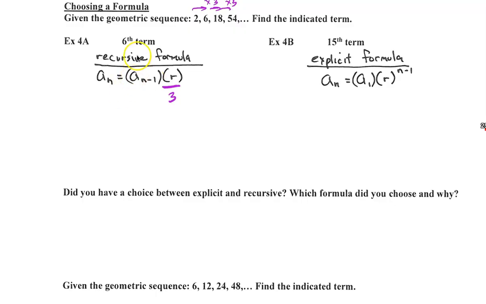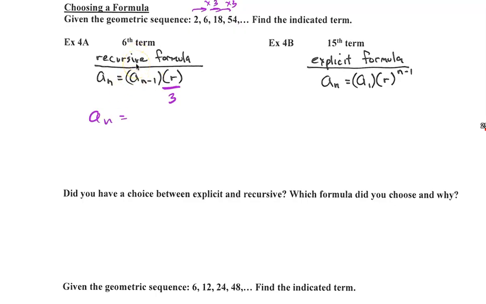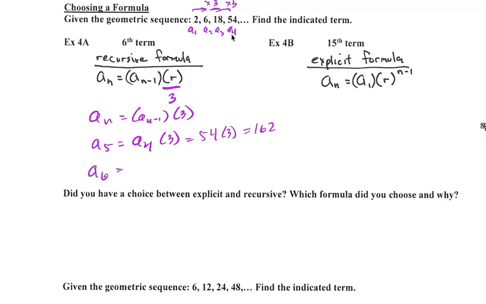If I want to find the sixth term, our recursive formula looks like this: an equals an minus 1 times 3. Let's figure out what terms we have: a1, a2, a3, a4. If I want a5, all this means is the previous term, so a4 times our common ratio 3. a4 was 54, so this is 54 times 3, which is 162. Then if I want a6, I take that 162 and multiply it by 3, and I get 486. So that's the sixth term they want me to find.